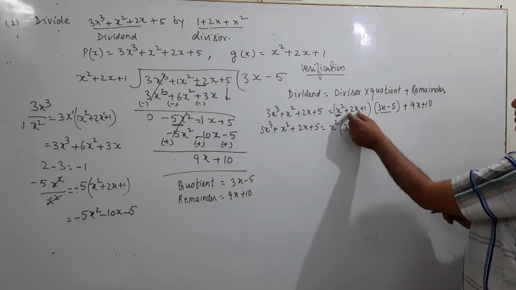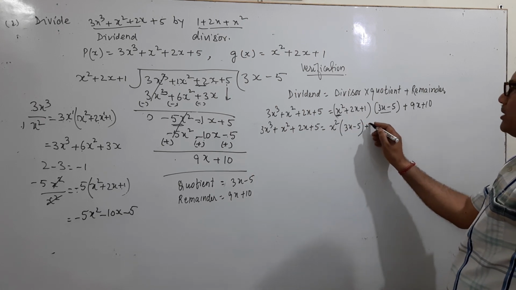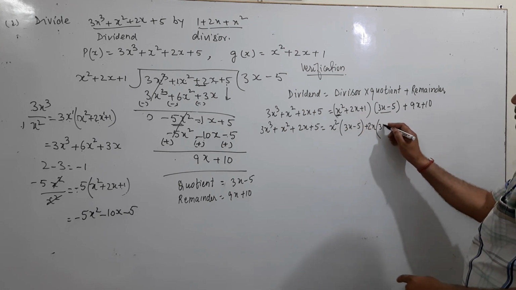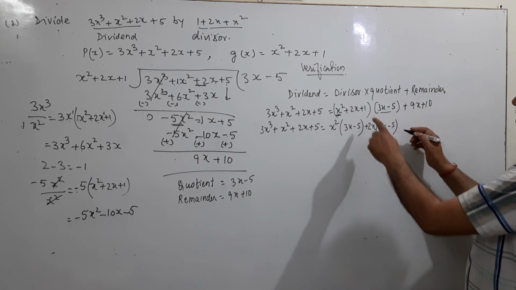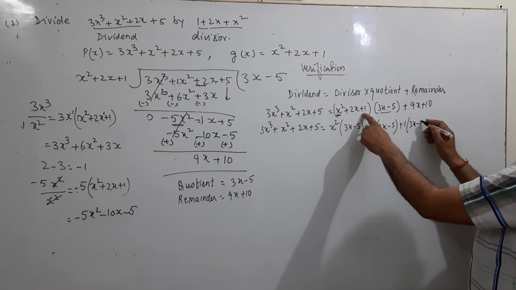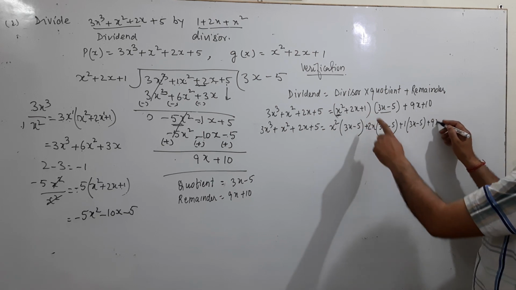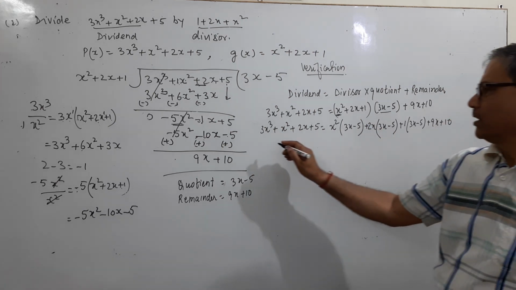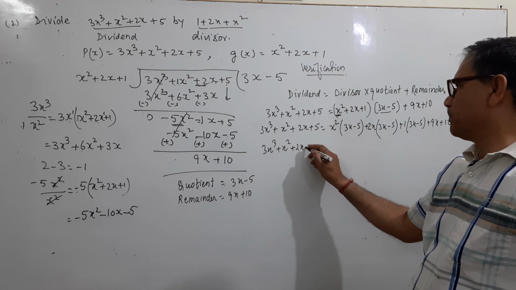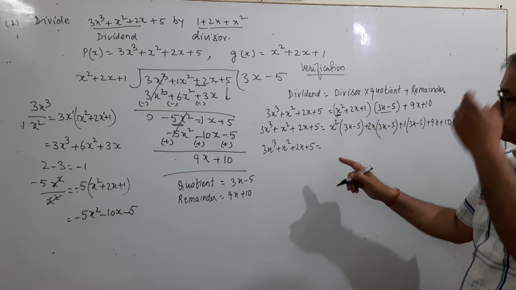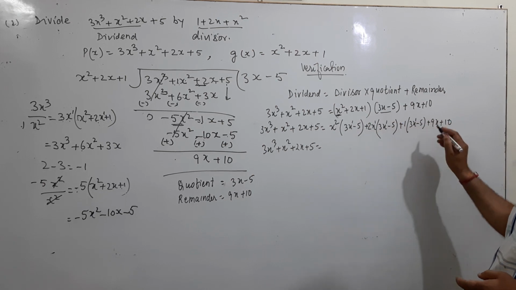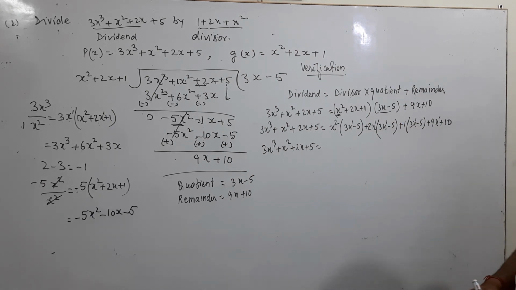Now after that what is that? Plus 2x bracket 3x minus 5 bracket, and now what is that? Plus 1 bracket 3x minus 5 plus 9x plus 10. 3x cube plus x square plus 2x plus 5 is equal to open bracket. Now you tell me yourself, this is 1, this is 1, this is 1, this is 1 and this is 1. Now you have to answer it.